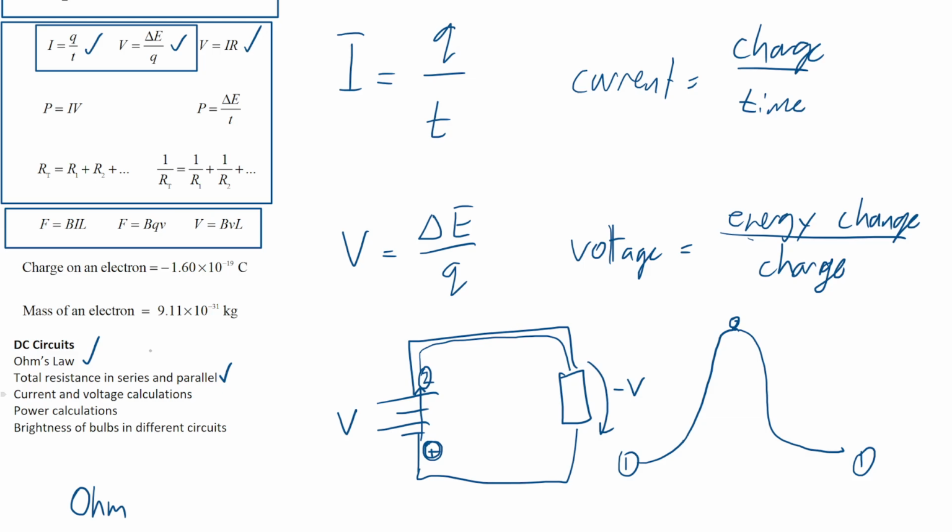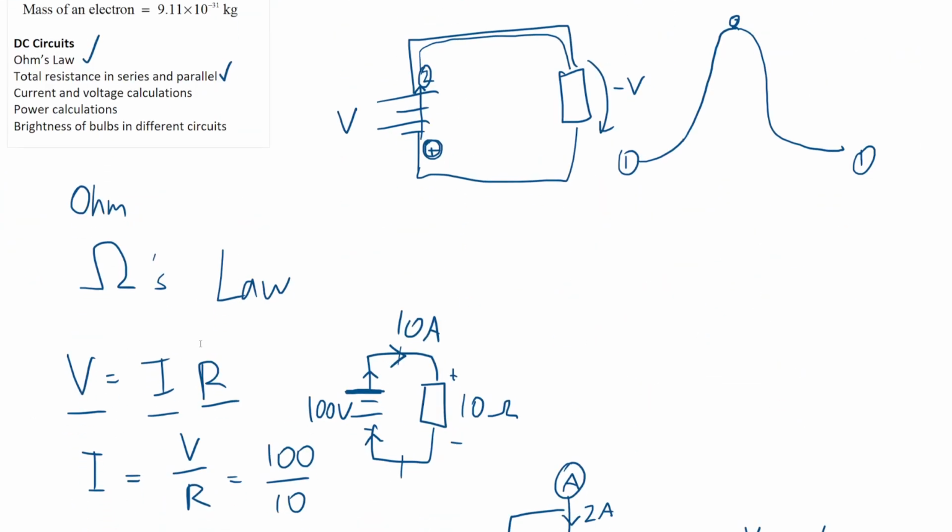So in our tool belt so far, for circuit analysis, we know Ohm's law to relate voltage, current, and resistance. We know how to simplify a circuit, right? Combine the resistors in series or parallel. And now we can use those together to do current and voltage calculations, power calculations, and using that to explain brightness.